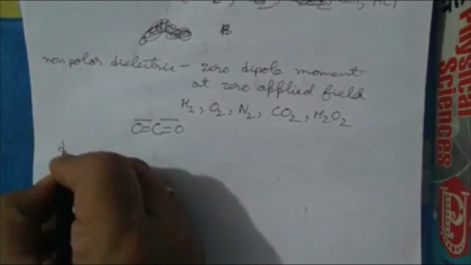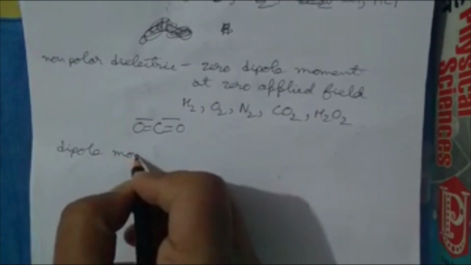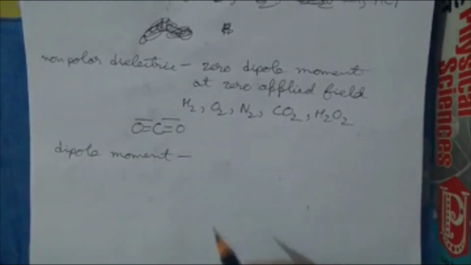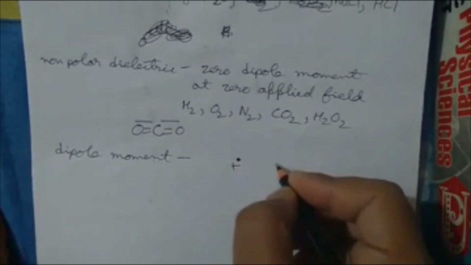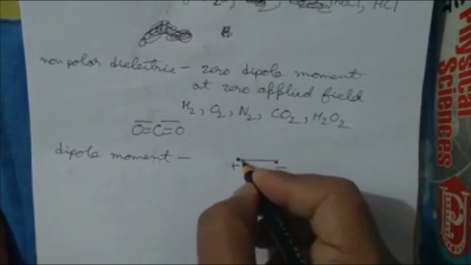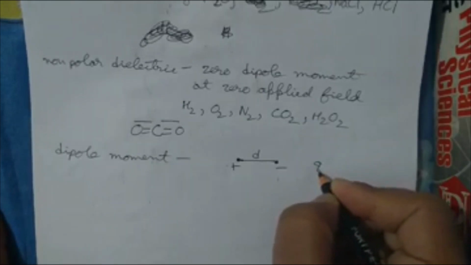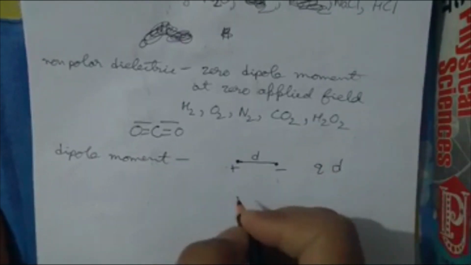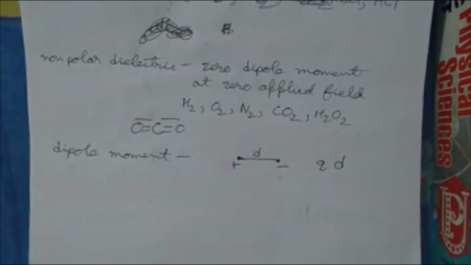Okay, now what is actually this dipole moment? You definitely have studied in HS about dipole moment. What is a dipole? It is a positive charge and a negative charge separated by a small distance D. Now what is dipole moment? Dipole moment is Q into D, that is charge into distance.